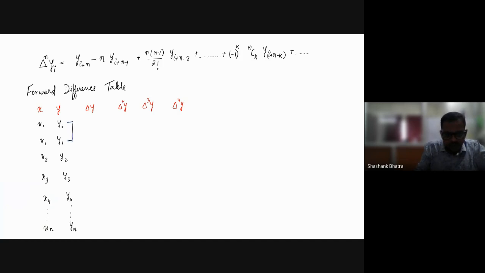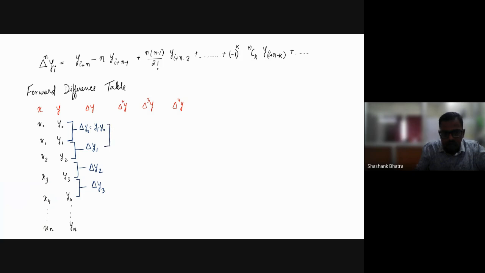The first one is very simple, as you all know. If we take these two, then this will give you what? Delta y0, which is y1 minus y0. Yes? In the similar manner, from these two, I will be having delta y1. By these two, I'll be having delta y2. From these two, I will be having delta y3, right?